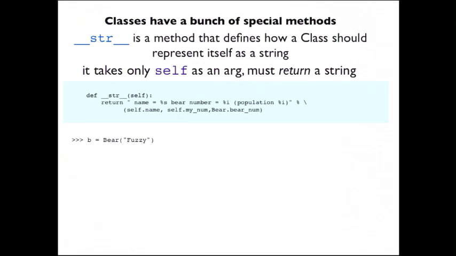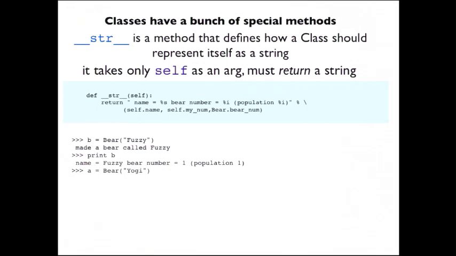That is, you can do a little calculation if you need to. You could even print, but typically you're just going to essentially create a string inside of this method, and you'll return that string when you're done. So here is a nice way of doing this in the context of a bear class. Name equals whatever the name is, what the bear number is, and what the current population is. So I made a bear called Fuzzy. Let me print B, right? And so I get name equals Fuzzy, bear equals 1, population equals 1.